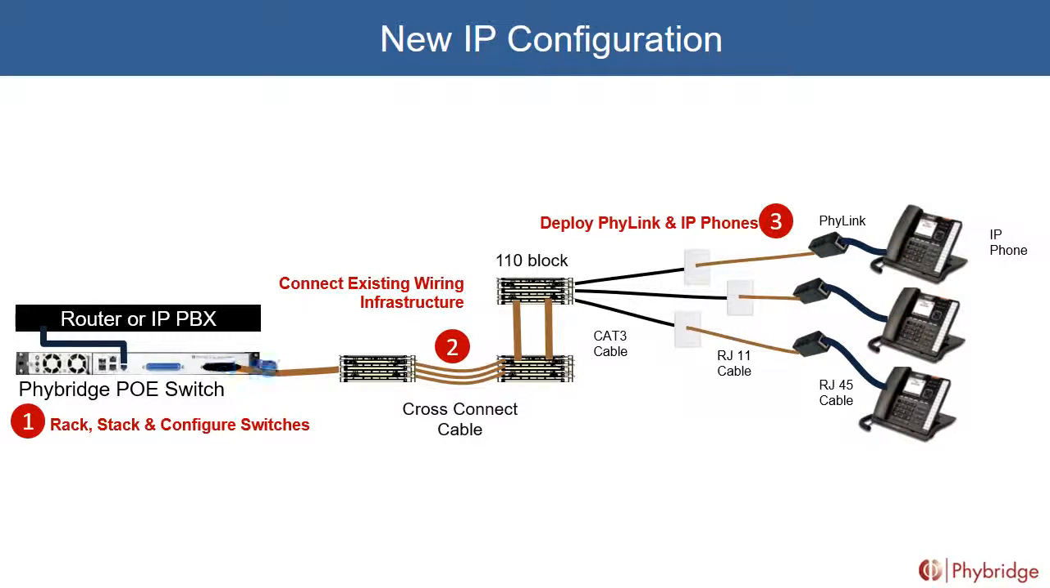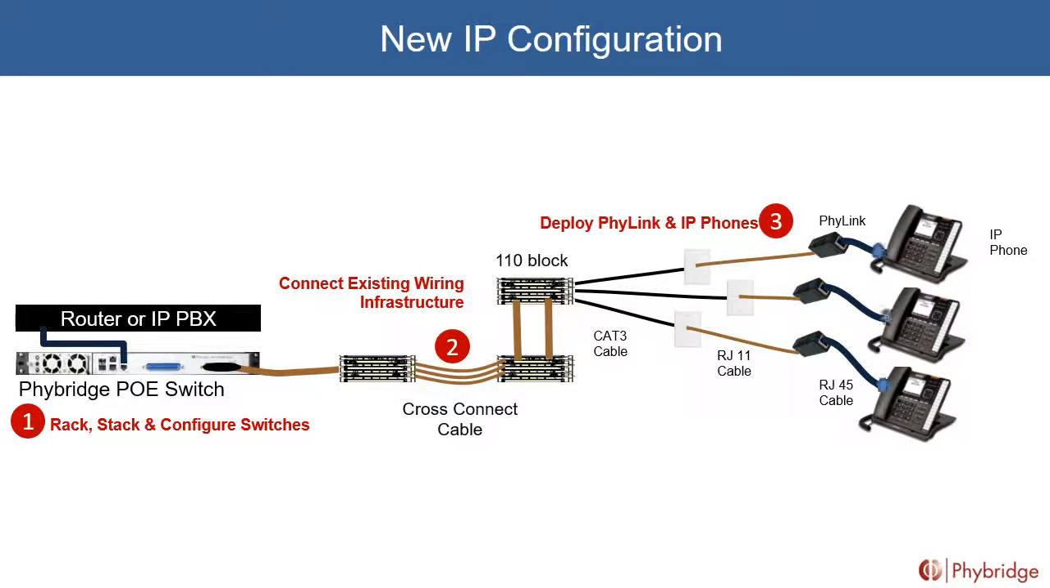We've connected the existing wiring infrastructure, as you can see in number 2. And then at the far end, we've unplugged the RJ11 cable from the digital or analog phone that was there before, connected our PhyLink adapter, which takes the RJ11 on one end and delivers RJ45, 4 pairs of standard Cat5, Cat6 cable, and plugs into the IP phone. So we're delivering power and Ethernet on that existing single pair telephone wiring infrastructure with distances of 1,200 feet or more.